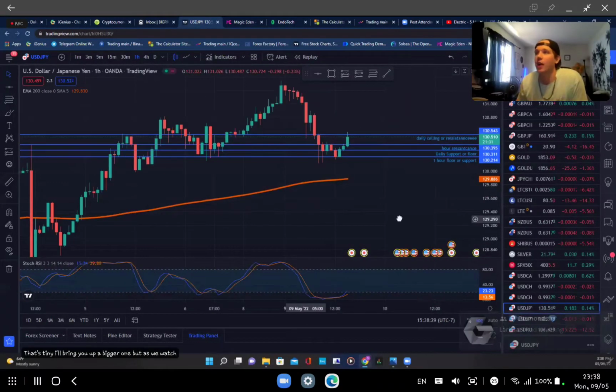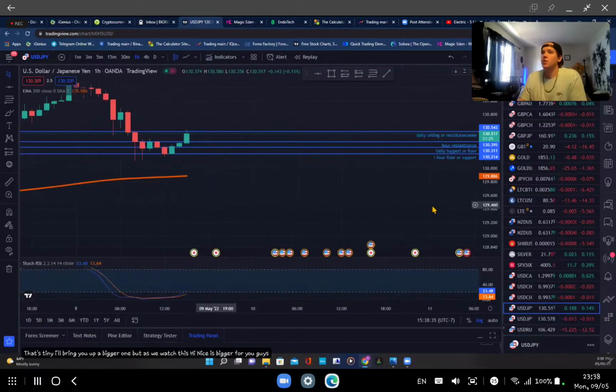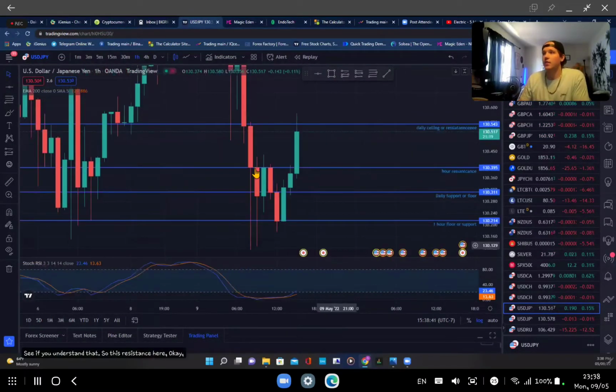But as we watch this, let me make this bigger for you guys, see if you understand that. So this resistance here, look at this. That solid 3 resisted there, kind of broke it there. And now it's shot up to here.